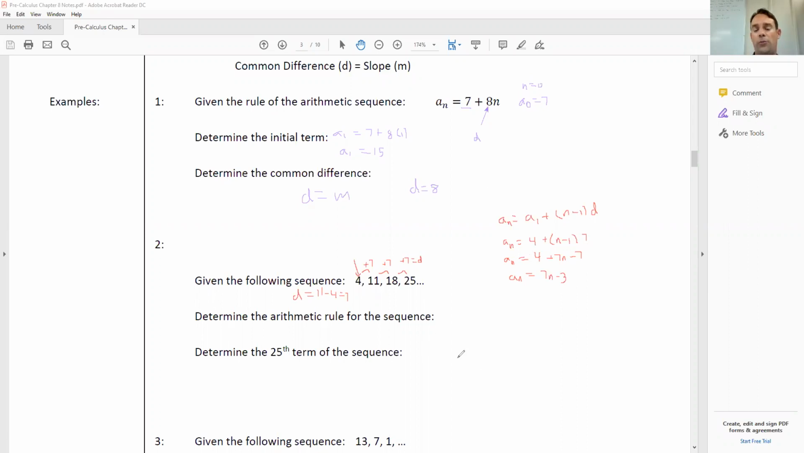Now in the second part of this, we're looking for the 25th term. So in other words, we're looking for what a sub 25 is. Well, now we know what our rule is. This isn't too bad. Just literally plug 25 into your problem. So 7 times 25, that's 175, and subtract 3, and you end up with 172. So arithmetic sequences.